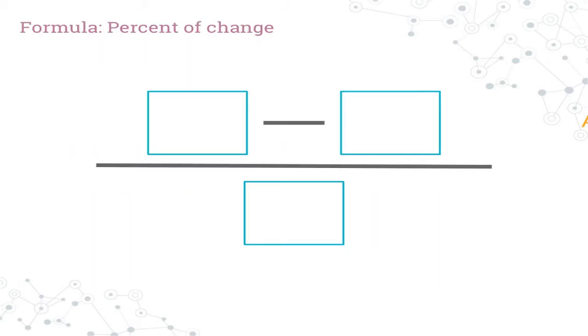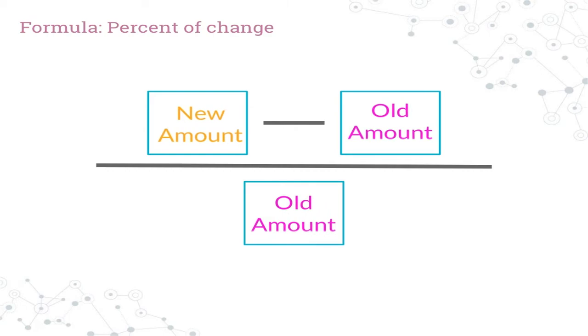Now we have a very easy way to complete percent of change problems, and that's by using a formula. The formula for percent of change is the new amount minus the old amount divided by the old amount, or new minus old divided by old. So now let's put that into practice with example A.